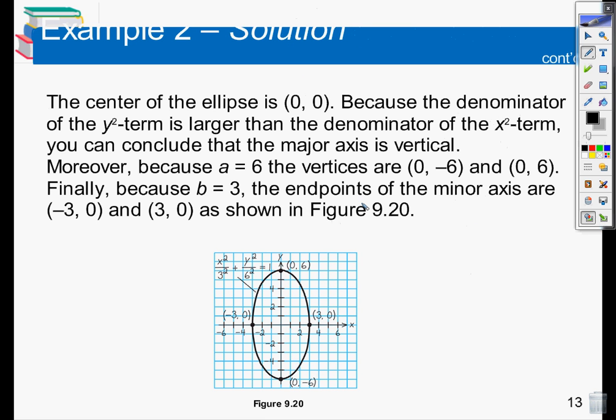Let's take a look. This is exactly what you should get right here. Center at 0, 0. The a value being with the y's suggests that I have to move up 6 to 0, 6 for a point. And I also have to move down to 0, negative 6 for a point. The 3, for the b value being with the x's, means I'm going to the right to 3 and to the left to negative 3. Draw a smooth line around the entire thing, and you've got it down.